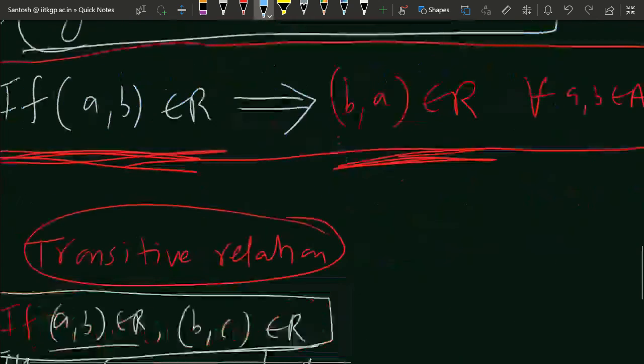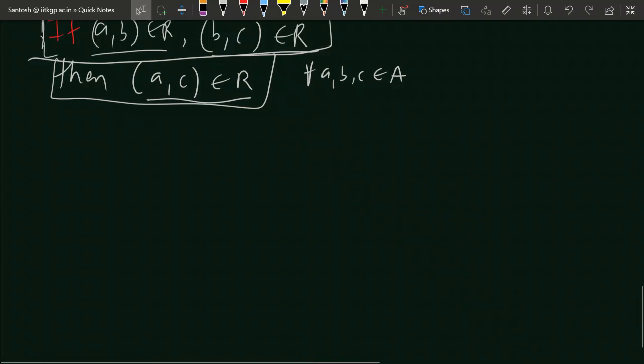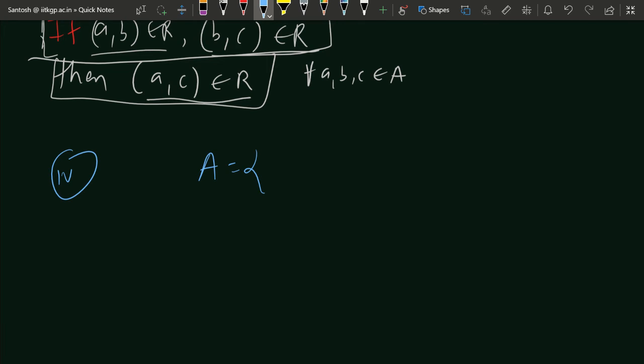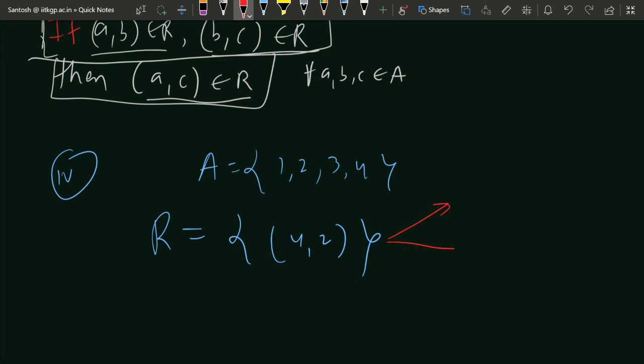For example, like what I want to convey, if I write one example, suppose fourth example. So A is a set containing 1, 2, 3, 4, like everything. And R, if I write only 4, 2. So now if I ask you, let's start with 3, all three of them. So first you tell me whether it is reflexive or not. Check for reflexivity. Is it reflexive? Yes or no?